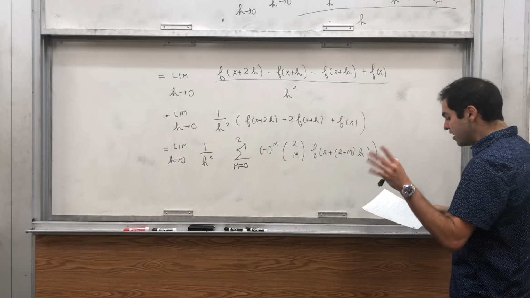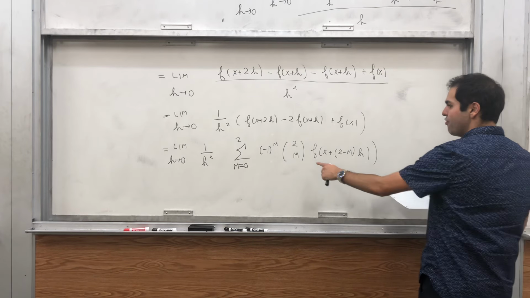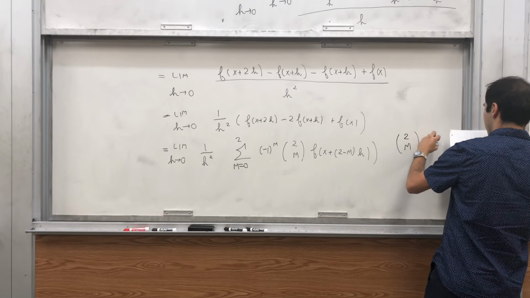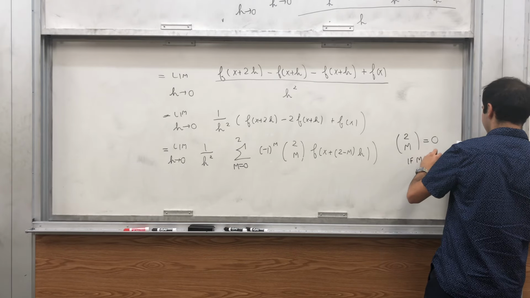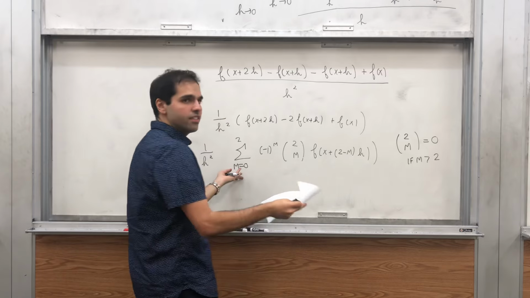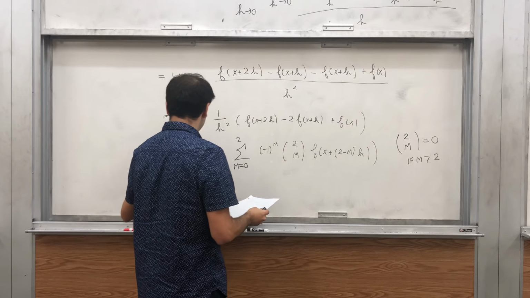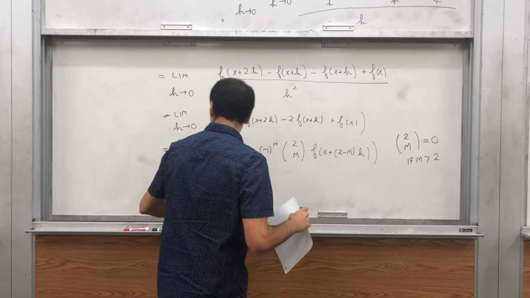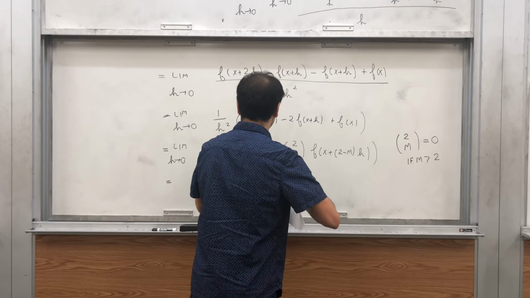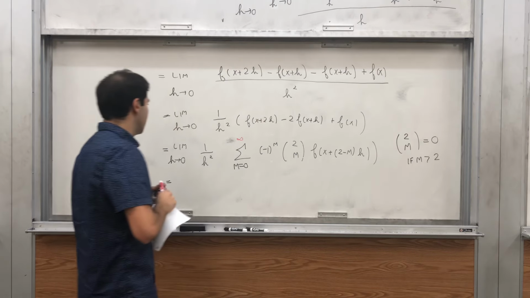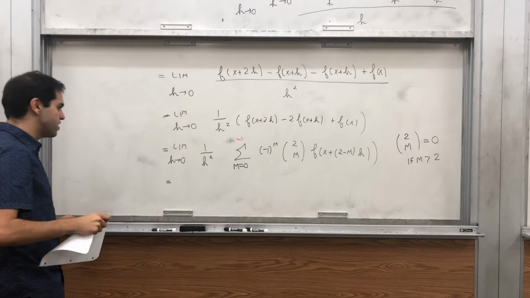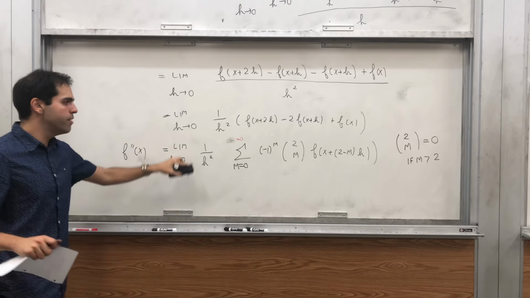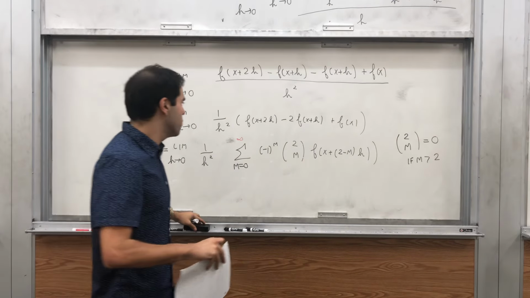And just a little convention, it turns out if m is strictly bigger than 2, we just say 2 choose m is 0. So you can really write this as an infinite series, and you'll see why this is useful. So this is really the same thing as the sum from m from 0 to infinity of this, because all the other terms are 0 by definition. And this is the definition of the second derivative, f double prime of x, which you can write as a limit of a sum of a bunch of binomial things.